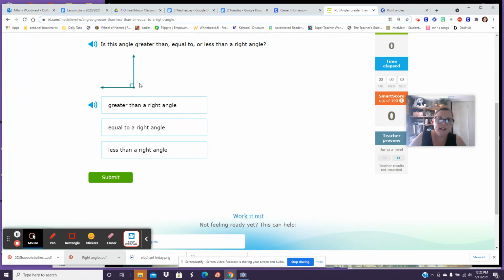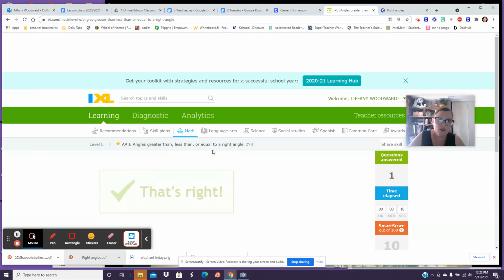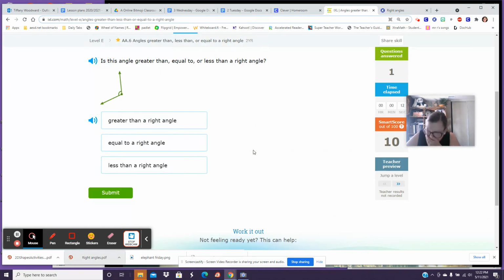And I see an angle. And what do you see right there in the corner? A square corner. So it is equal to a right angle. It is the same as a right angle. Now, this one does not have a square. So you have to decide if it's greater than or less than.